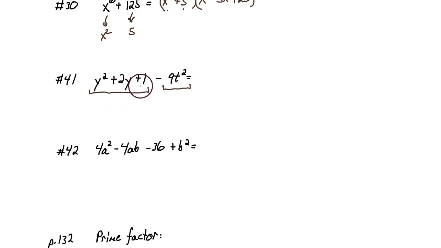Can this trinomial be factored? Yes, it can. It is a perfect square trinomial. It makes one set of parentheses squared with y plus 1 inside of there. Then let's write down the minus 9t squared.